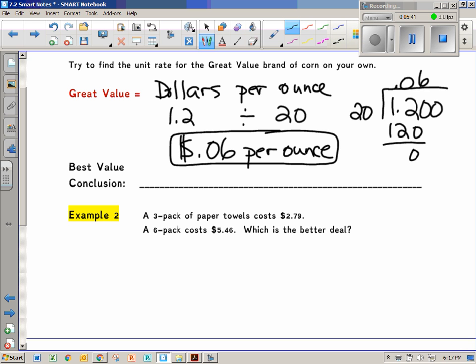And the other one was 0.059. So the best value, the conclusion here, would be that Del Monte is the better value, because it was approximately $0.059 per ounce.